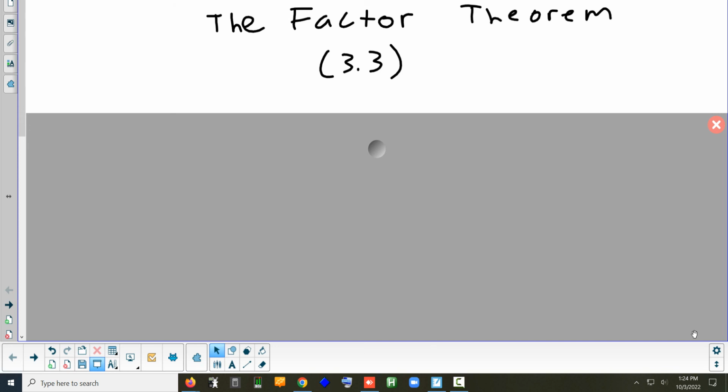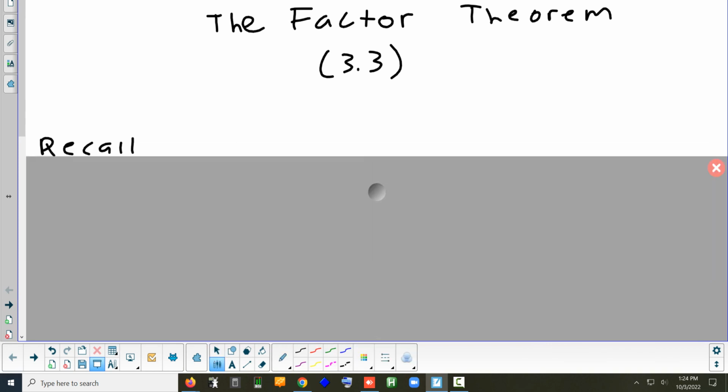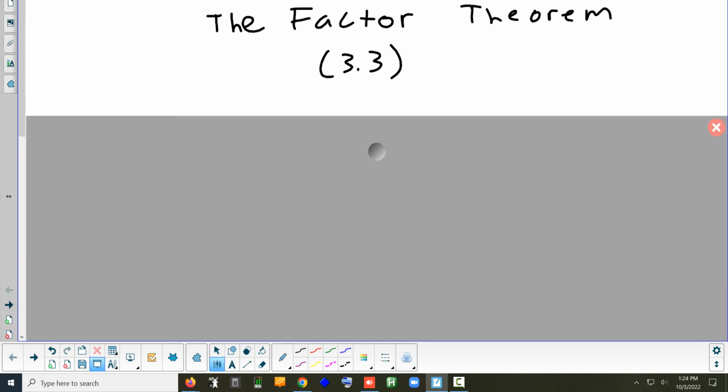Right, so in section 3.3, we're going to look at what's called the factor theorem. And the idea is that we're going to try to be figuring out, when you set an equation equal to 0, how do you solve it? All right, sometimes it's pretty straightforward.